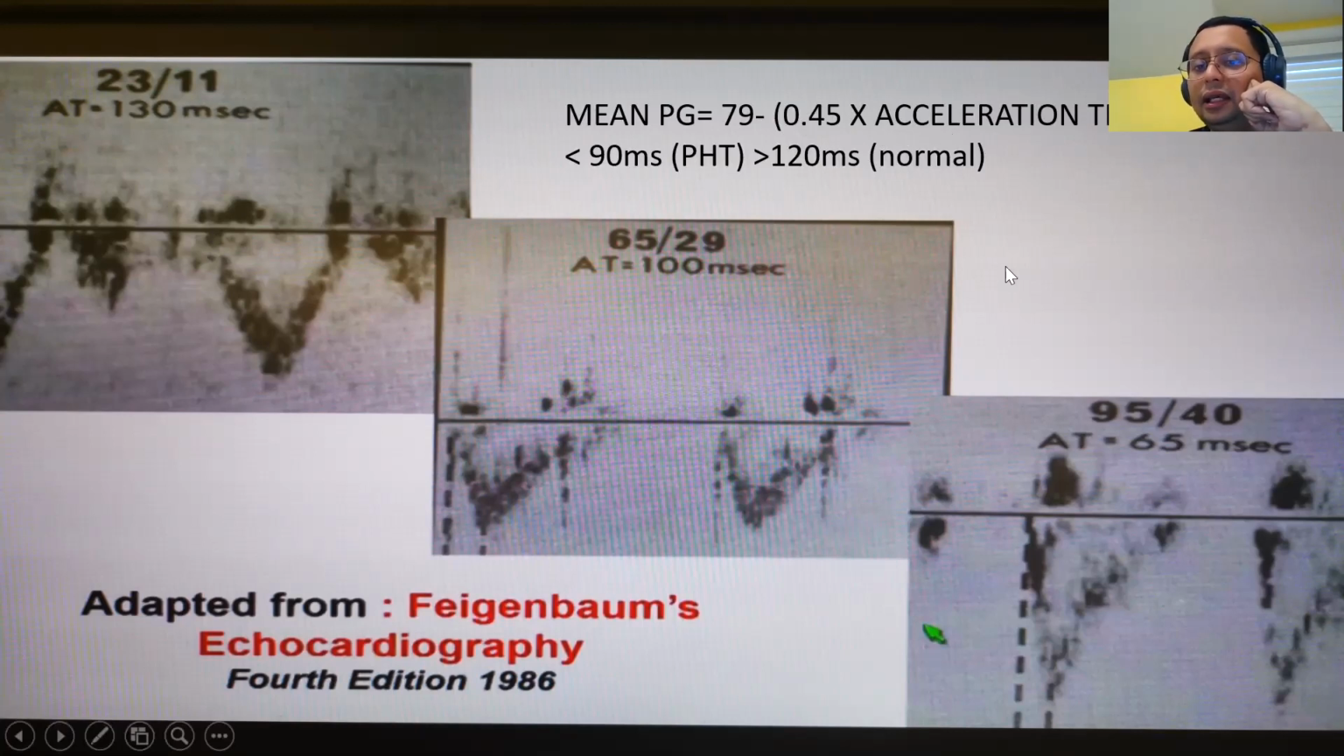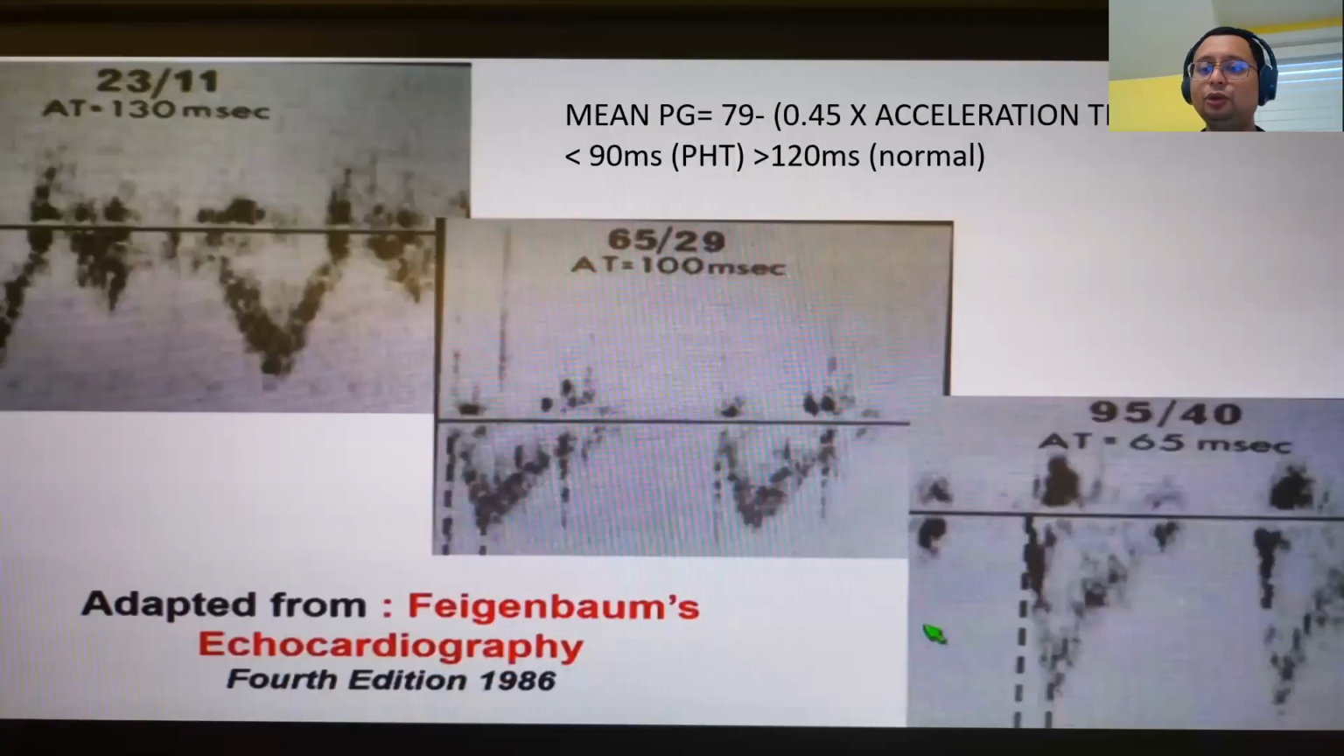Another thing, if you do not want to use this calculation, look at your acceleration time, from the beginning to the peak. If it is less than 90 milliseconds, it is very specific that you have pulmonary hypertension. If it is more than 120 milliseconds, it is very specific that you have normal pulmonary artery pressure. So I hope you familiarize yourself with the appearance of Doppler in a patient with pulmonary hypertension.